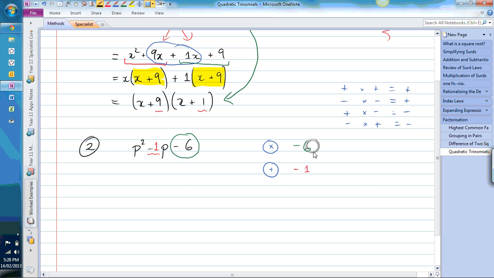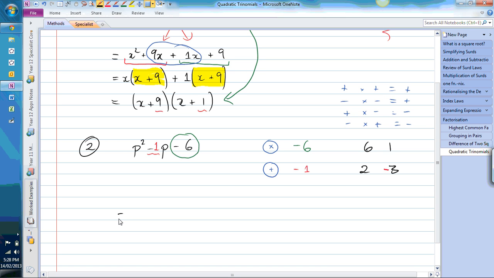Okay, 6 has only a couple of options. 6 and 1 multiplied together will give me 6, and 2 and 3 multiplied together will give me 6. I'm going to think about how I allocate my signs here. I have to put a negative sign in front of one of these pairs, and if I think about the fact that the result when I add them together has to be negative 1, we can pretty quickly see that negative 3 and 2, when they're added together, will give me negative 1, and negative 3 times 2 will give me negative 6. So in fact, that's going to be my factorized form.